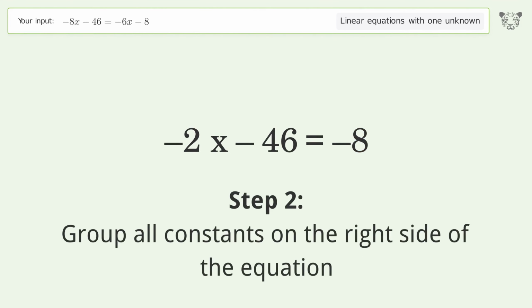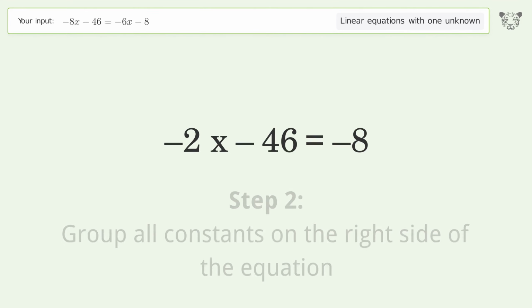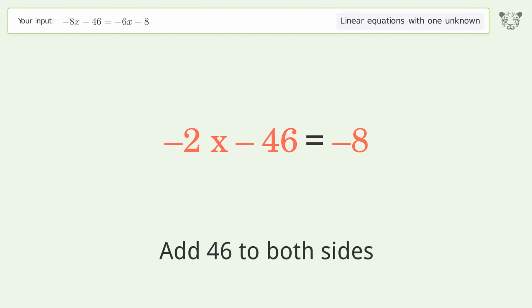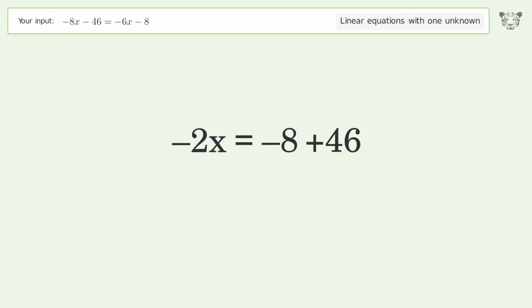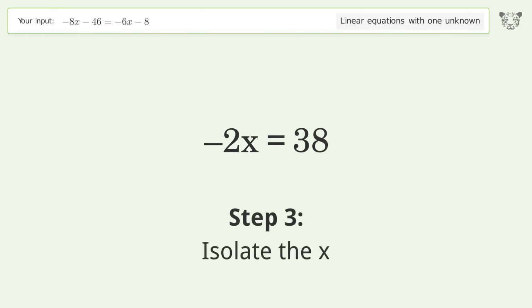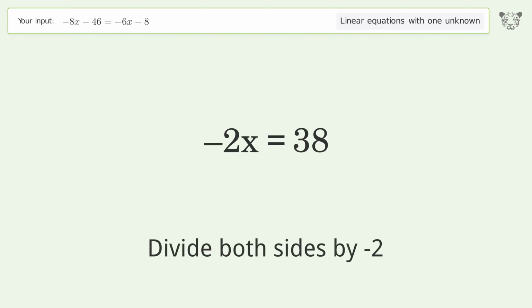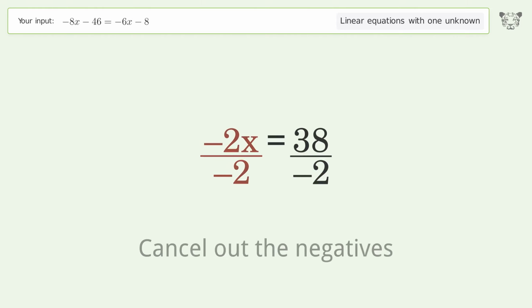Group all constants on the right side of the equation. Add 46 to both sides. Simplify the arithmetic. Isolate the x. Divide both sides by -2. Cancel out the negatives.